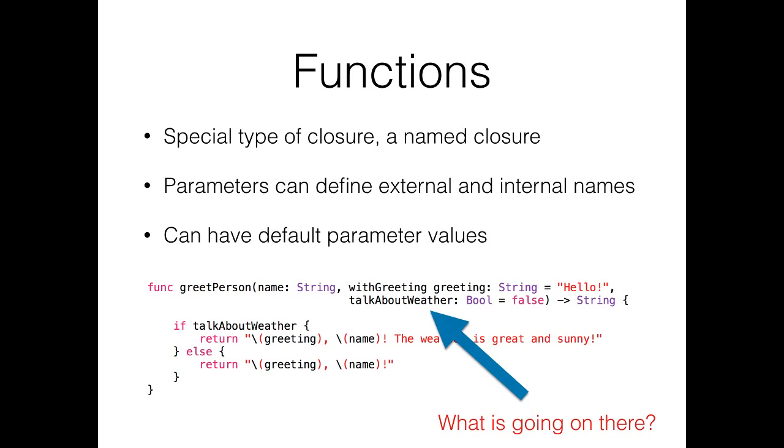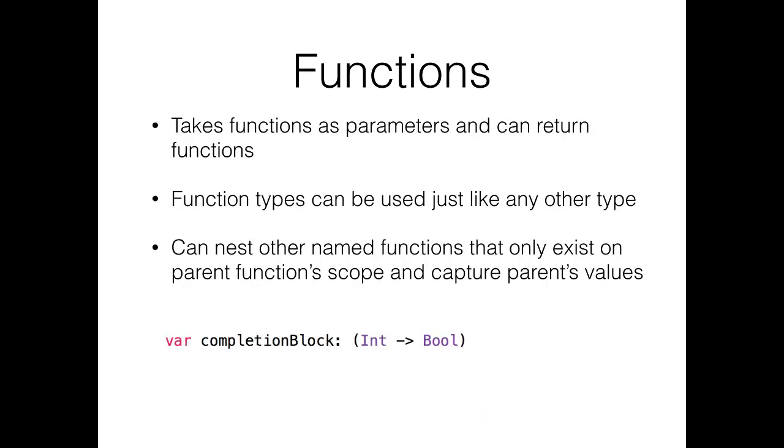And the function, if it talks about weather, say something, otherwise say otherwise. Functions, they're pretty powerful. And this is another example why people say that this can be functional. It's because they can take functions as parameters, and they can return functions as return types. And a function can be a type by itself.